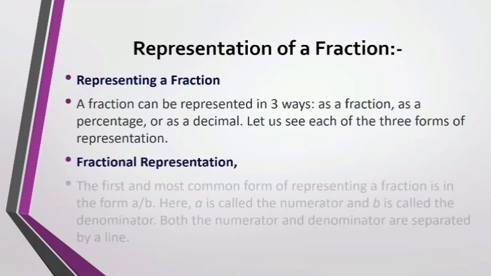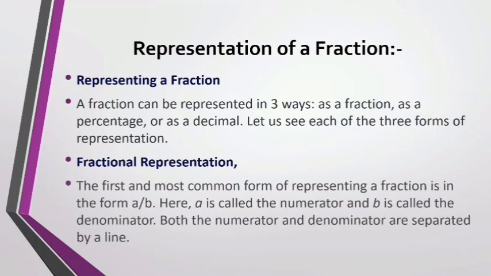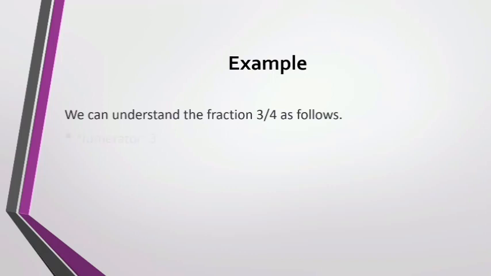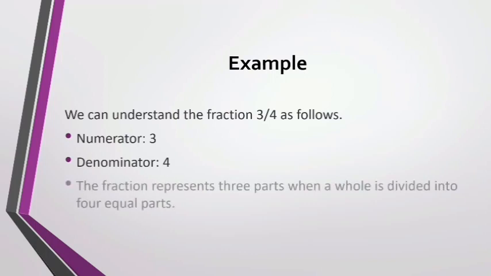Fractional representation. The first and most common form of representing a fraction is in the form a by b, or a upon b. Here a is called the numerator and b is called the denominator. Both the numerator and the denominator are separated by a fraction line. For example, we can understand that 3/4 can be written as follows. Numerator will be 3, denominator will be 4. The fraction represents 3 parts when a whole is divided into 4 equal parts.